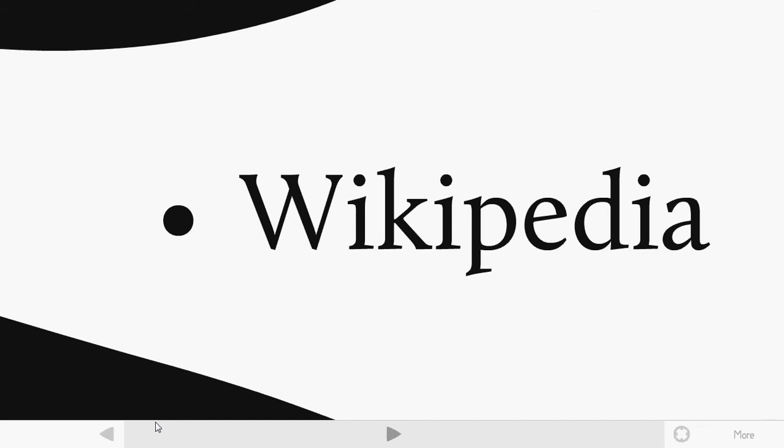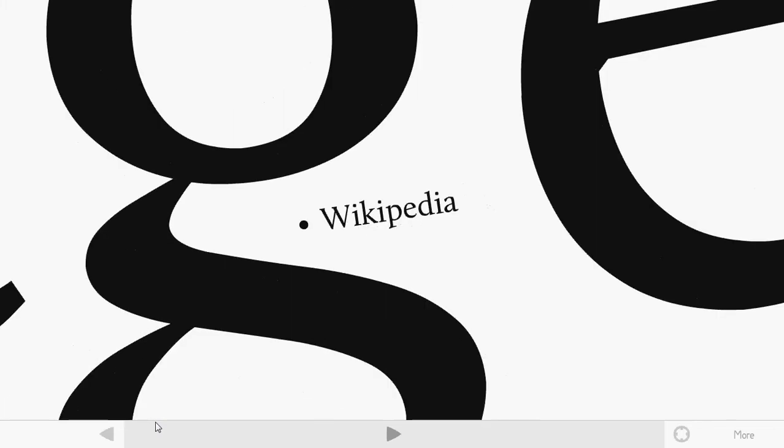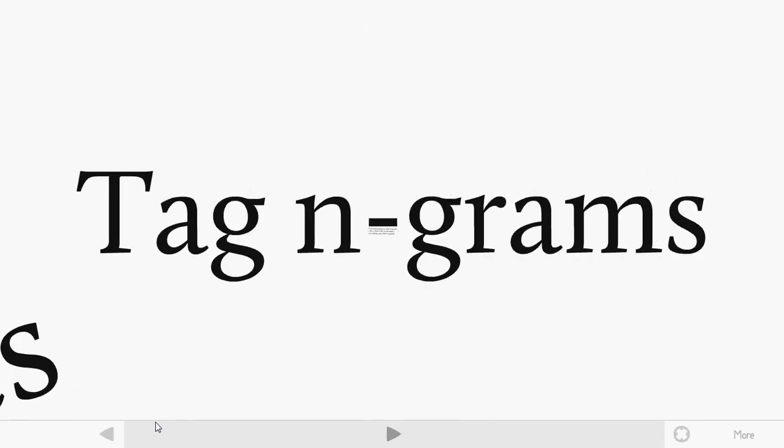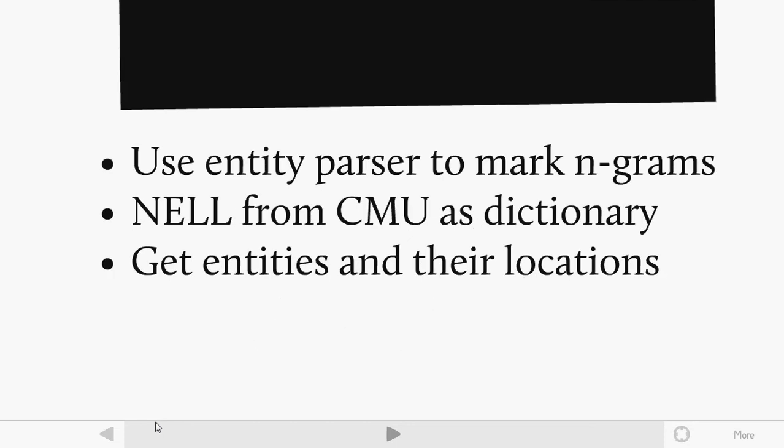So after we've parsed our Wikipedia pages into this collection of n-grams, we need to tag the n-grams as data types. So for instance, the city Boston should be tagged as a city. The way in which we are doing that is by using a dictionary provided by Carnegie Mellon University, called NEL. We use the dictionary from Carnegie Mellon to take each of the n-grams and convert it into an entity from this dictionary, and save the entity and their relative location.